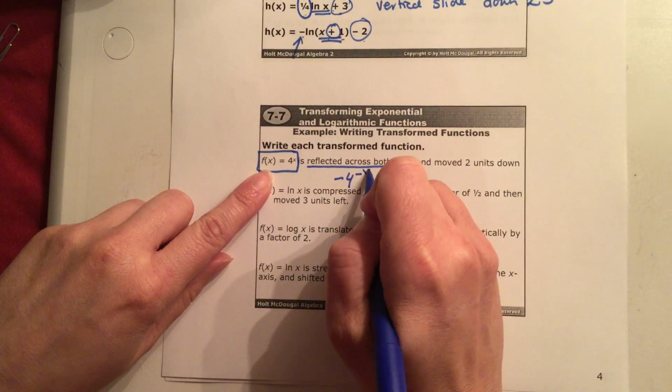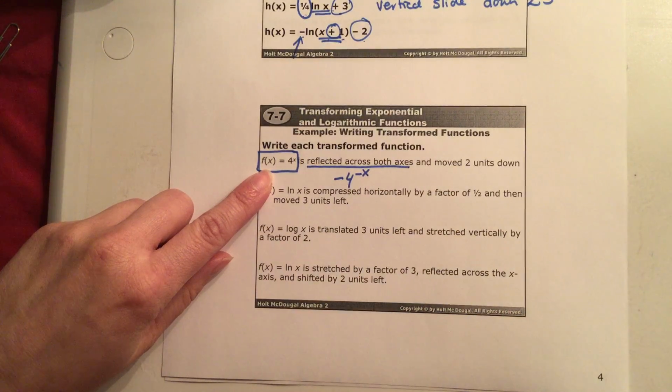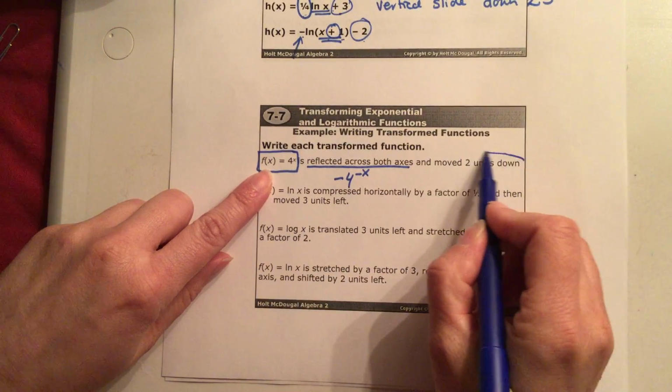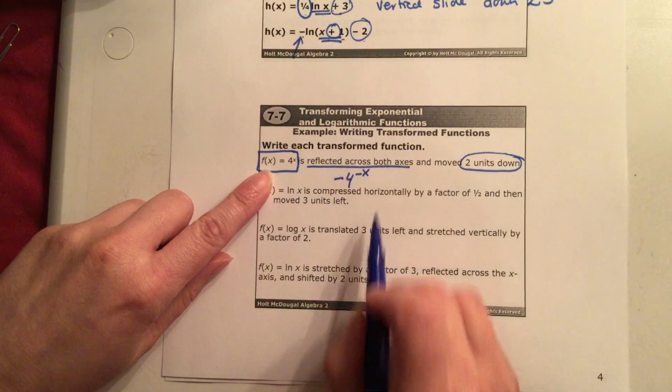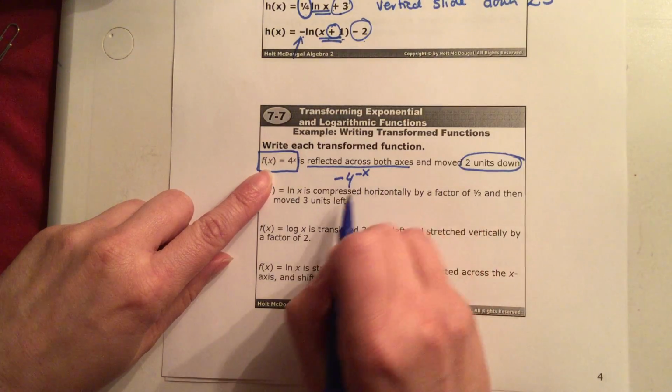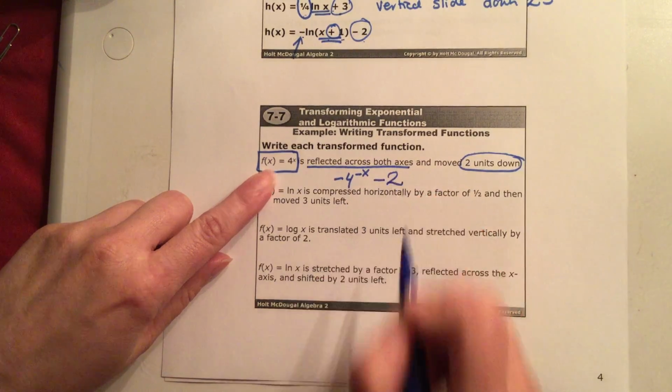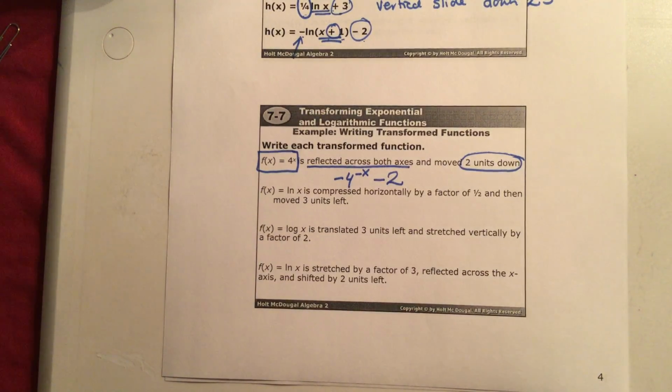To reflect across y, a negative goes in front of x. Then if you want to move down 2, well, that's not in the exponent. That's at the end of the problem. To move down, you just -2. Okay, here is the next one.